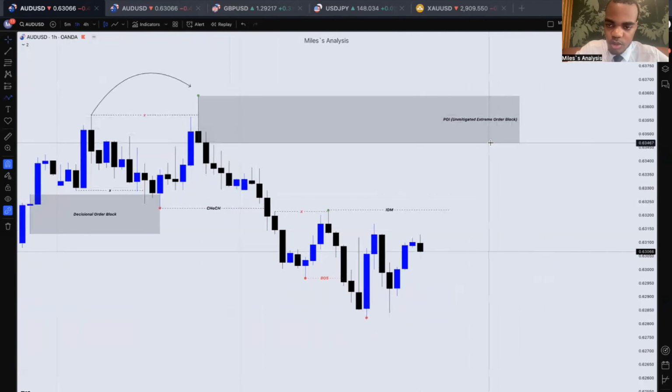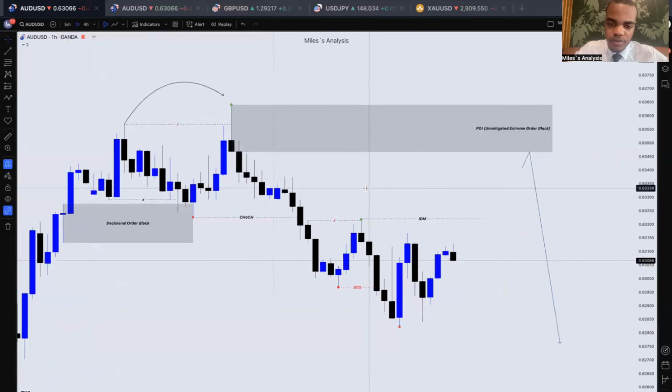So on the H1, we'll be looking for shorts after price mitigates this, and you can look for shorts to this level. So this is it on the H1 time frame. But for entries tomorrow, I'll be sending setups on the 5-minute time frame, so you can look for entries. But on the H1 perspective, this is it.